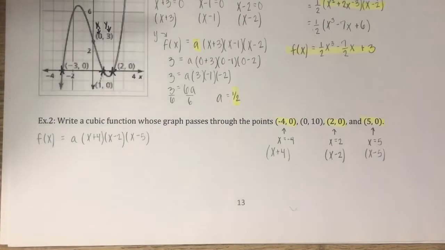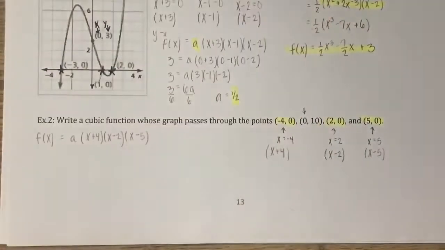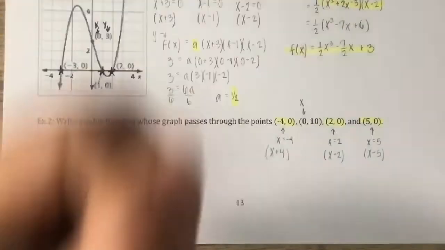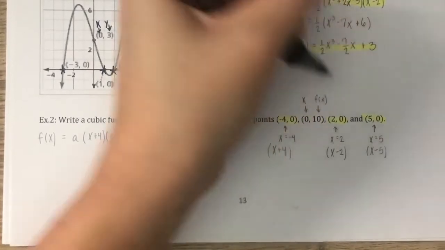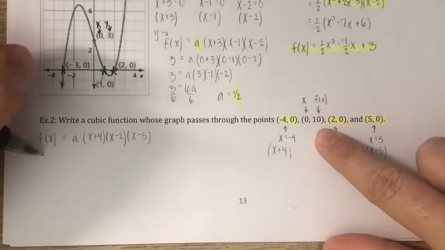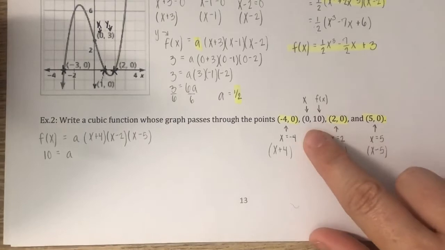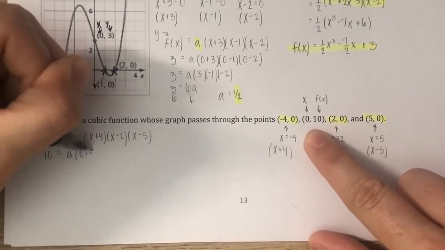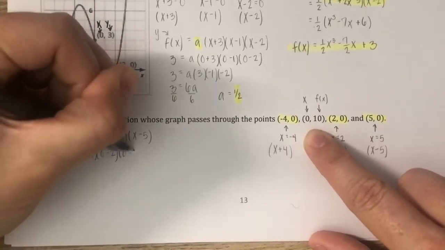And now I can substitute in my fourth point. Again, doesn't matter that it's x-intercept or y-intercept, just a coincidence. So f of x and y are interchangeable. So the 0 will go in for my x's, and the 10 will go in for my f of x. So instead of f of x equals, it'll be 10 equals a, because we're not sure what that is yet, and then 0 will go in for all my x's, so 0 plus 4 times 0 minus 2 times 0 minus 5.